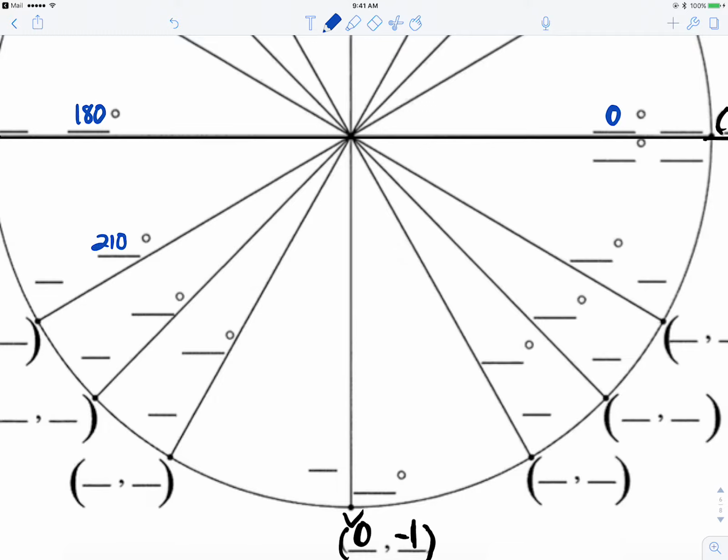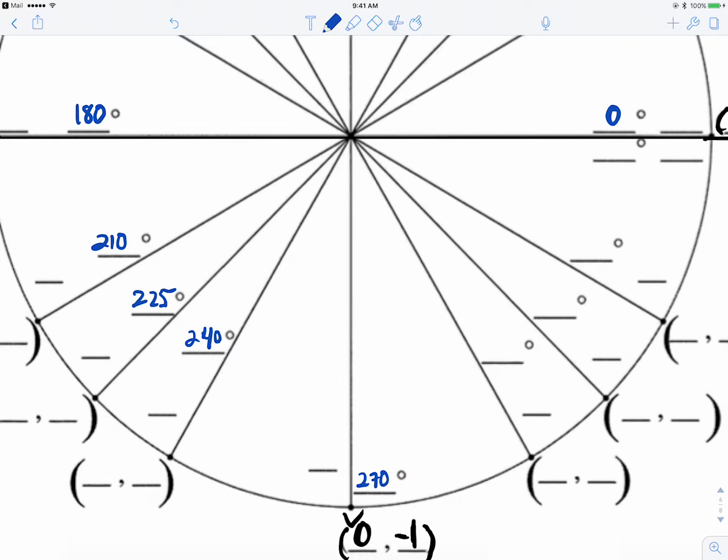And then if we add 15 more, right, you can see where the smaller pieces of pizza are 15 degrees. So if we add 15, that'll put us at 225. And then 240. And then 270.